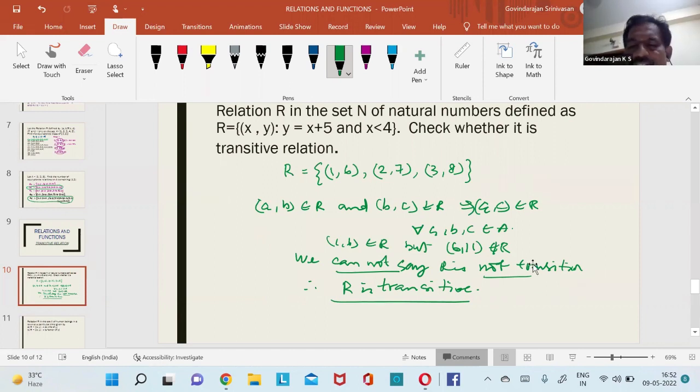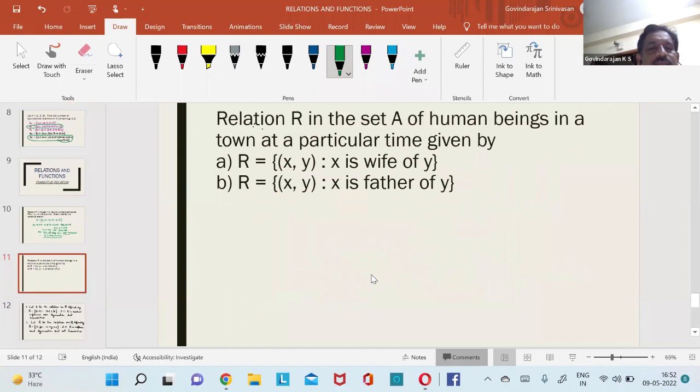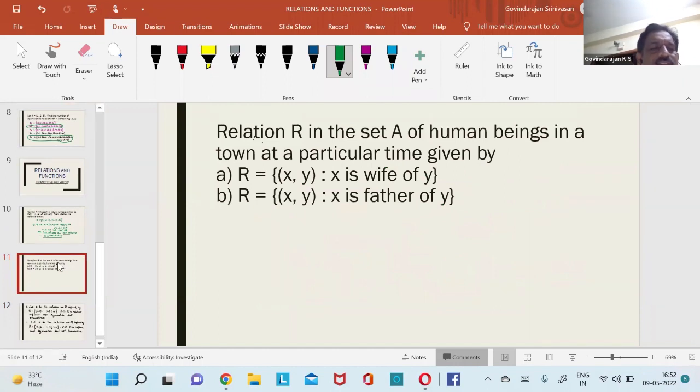We have studied double negation in mathematical reasoning, one chapter in the 11th standard. So with two negations, we cannot say R is not transitive. Therefore, R is transitive. So in this case, this relation R is a transitive relation. Now we are going to see one more example for the transitive relation. This is also interesting.